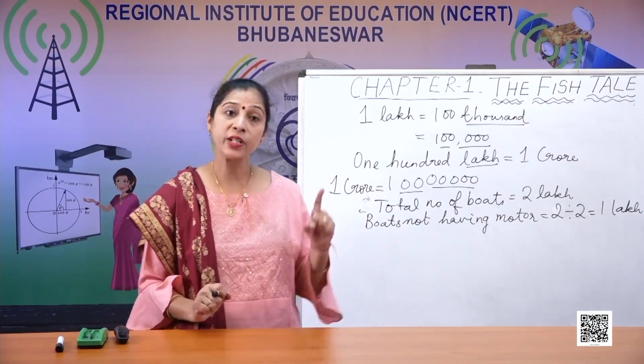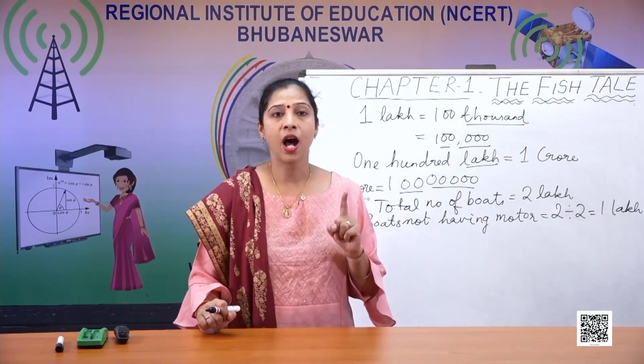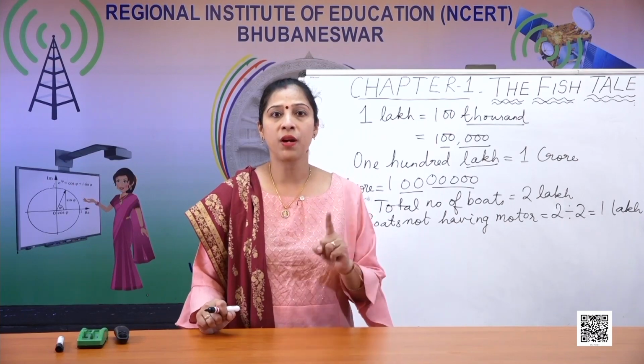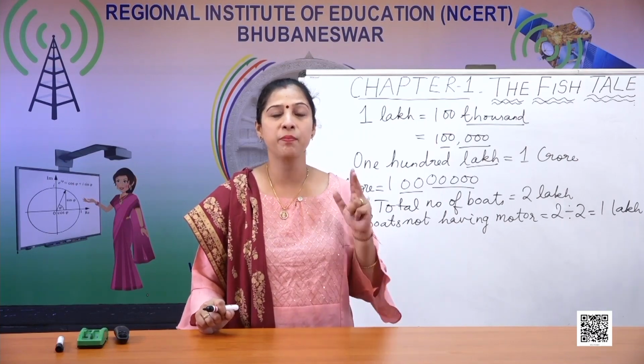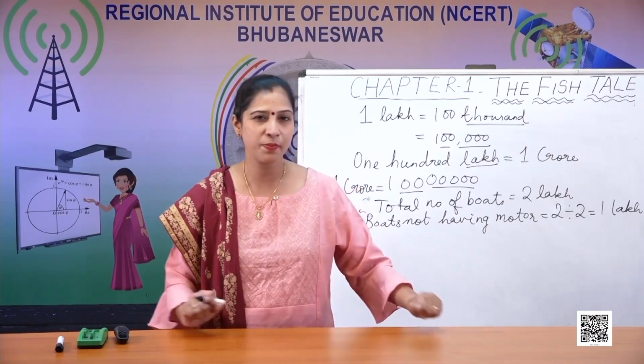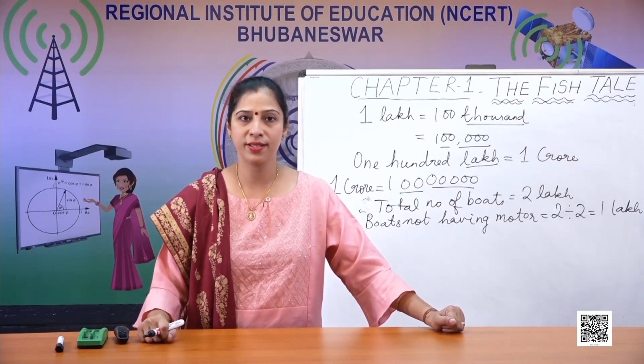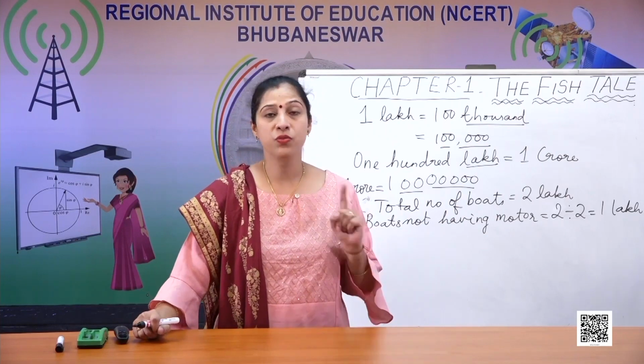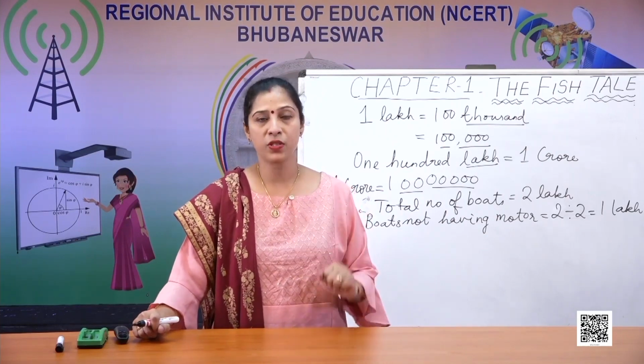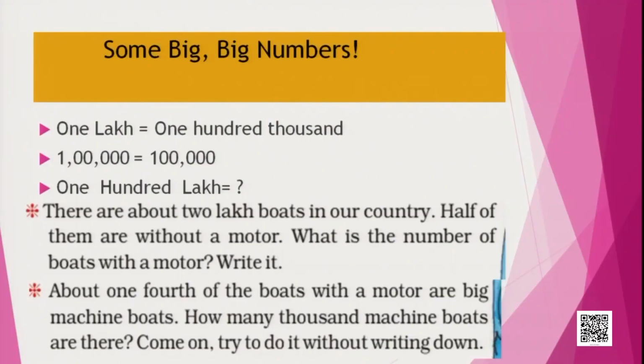Now from that 1 lakh, about 1/4 of the boats with a motor are big machine boats. What do you call those big machine boats? Do you remember? They are called trawlers. So from those 1 lakh boats, 1/4 are these big trawlers. So how many thousand machine boats are there? Let's try to do it without writing down.